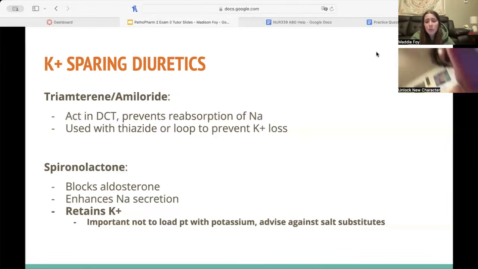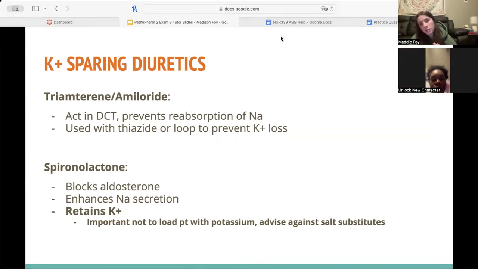And a lot of times people use salt substitutes to try to control their salt intake, but salt substitutes are high in potassium. So you want to advise against those. So again, just knowing which drugs here will increase and which drugs will decrease your potassium level.